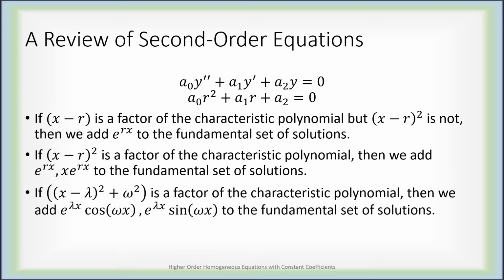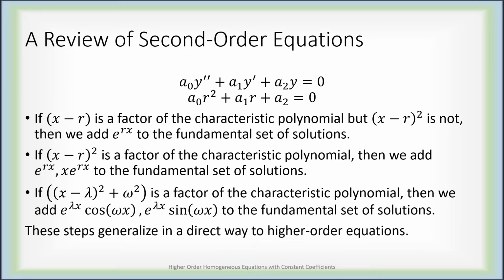And when we have an irreducible quadratic, (x minus lambda) squared plus omega squared, as a factor of the characteristic polynomial, then we add a single pair of functions, e to the lambda x cosine and sine of omega x, to the fundamental set of solutions. This is how we're going to generalize to higher order equations.